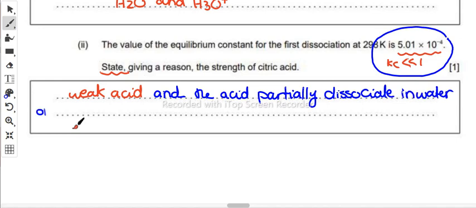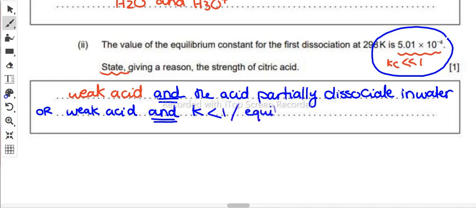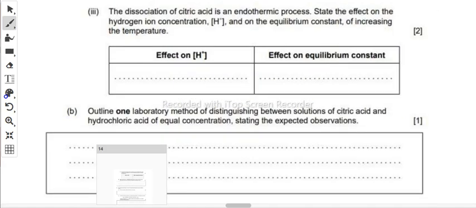Or you can have another answer. You can say it's a weak acid, and for the reason you will write that the Kc is smaller than 1, so the equilibrium lies to the left. So you have two possible ways for your reasoning.